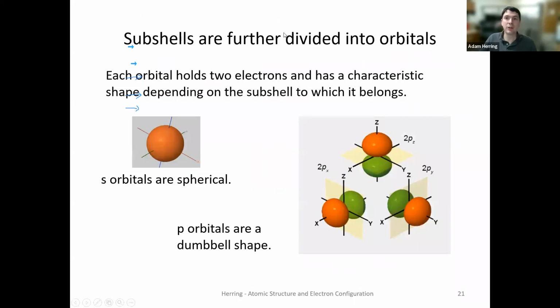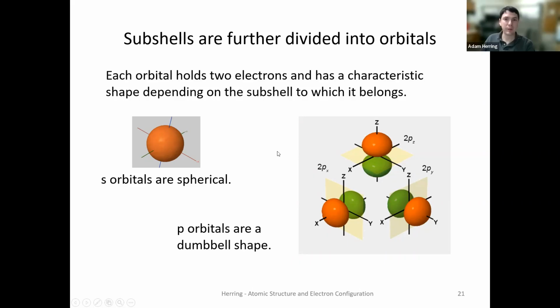Now, where are these electrons held? They're held within what are called orbitals. Each orbital holds 2 electrons within them, and their shape and size depend on various characteristics. For example, the s orbitals are spherical in shape and the p orbitals are dumbbell in shape.